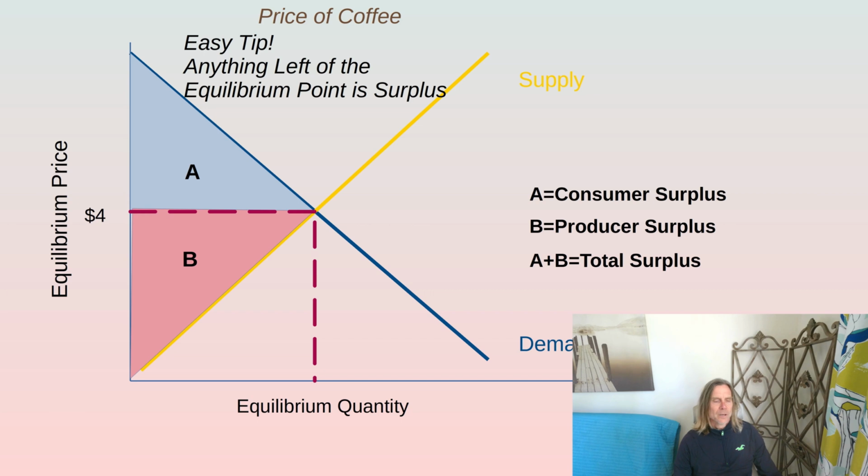$4, pretty nice for a cup of coffee. And again, I make the statement, anything to the left of the equilibrium point is benefit for society. It's the surplus.